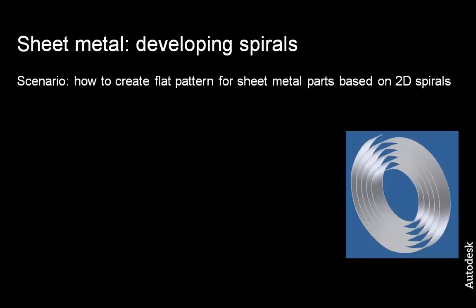The question was, how can we create flat patterns for sheet metal parts that are based on a 2D spiral? Typical examples I can think of are the watch industry, or the industries making batteries. They very often have very tight spaces where they want to put a lot of surface area.